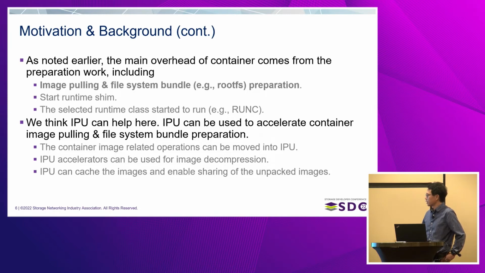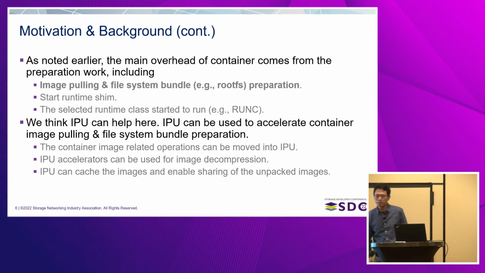The IPU also has local storage and local memory. So if you have a lot of containers sharing the same image and the same root file system, you can cache that in the IPU, which can improve efficiency as well.